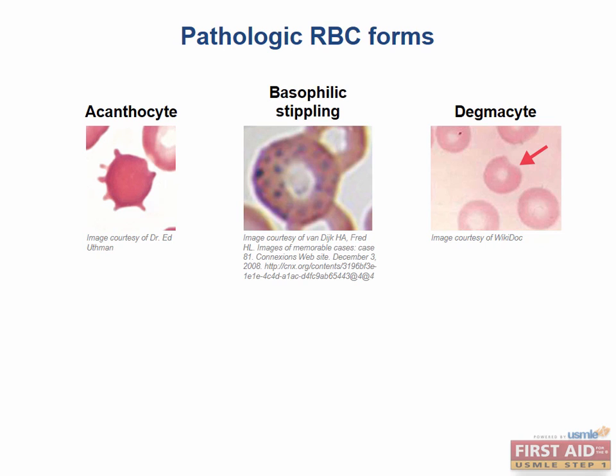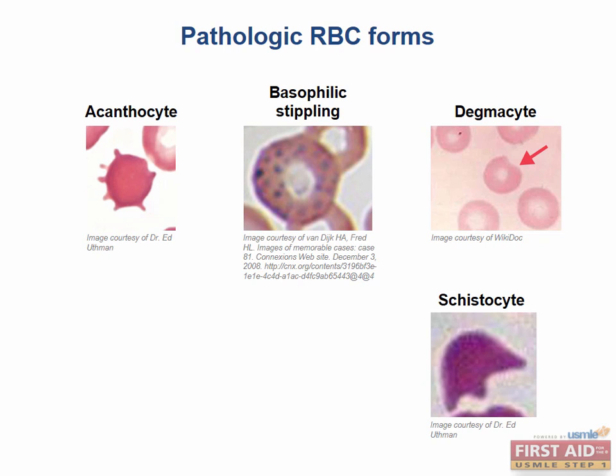Basophilic stippling is a pathologic RBC form that is most commonly associated with lead poisoning, sideroblastic anemias, and myelodysplastic syndromes. This cell is a schistocyte. Schistocytes are also sometimes called helmet cells because of their shape, and they are fragmented parts of RBCs that form in microangiopathic hemolytic diseases like DIC, HUS, and TTP. You might also see them in traumatic hemolysis, such as with a mechanical valve.